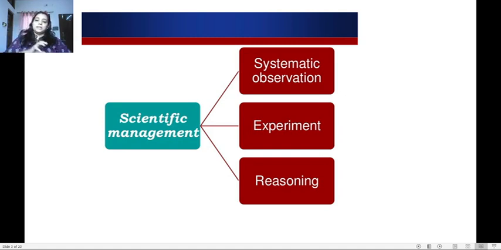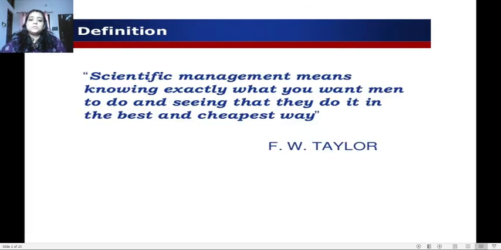So there were many principles and techniques given by F.W. Taylor, so that the organization people can understand why this situation is occurring. Right? Coming down to the next part: what is scientific management?